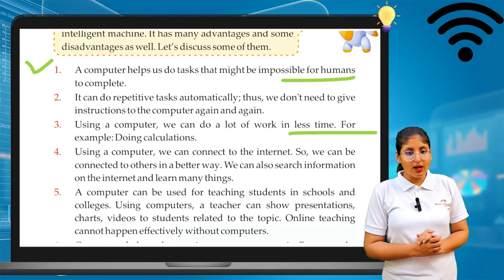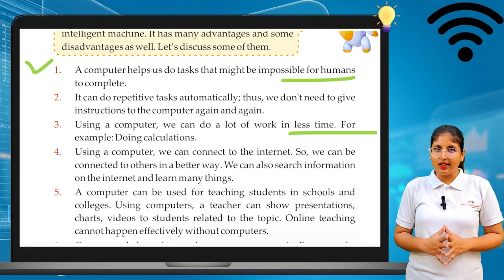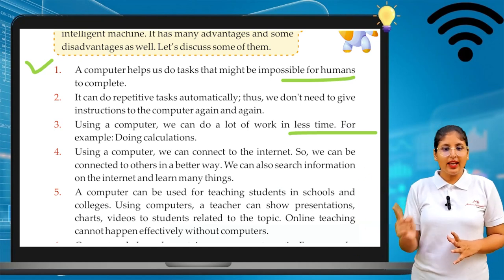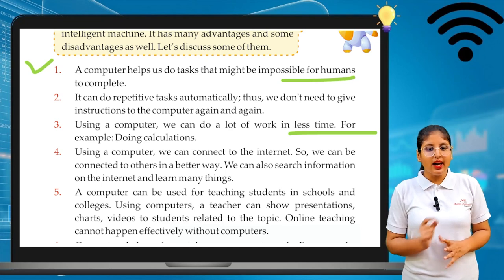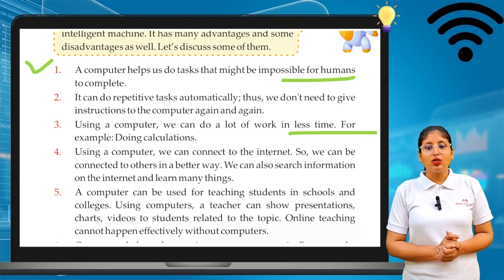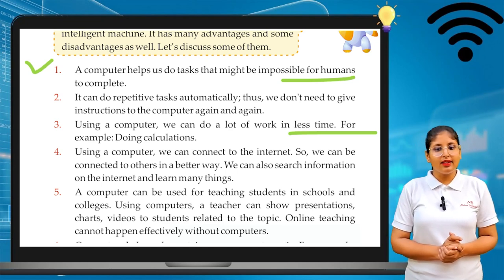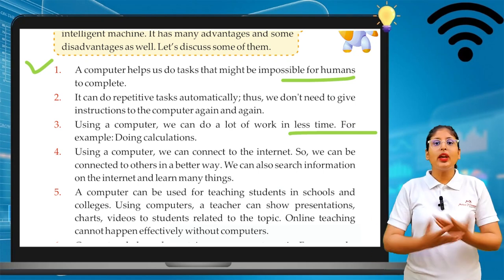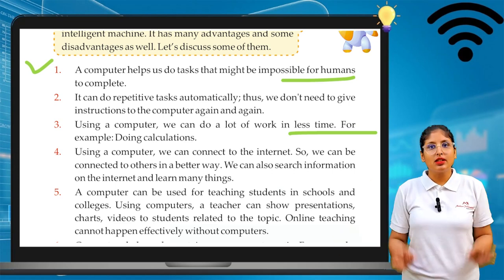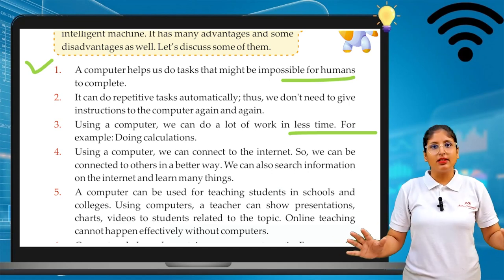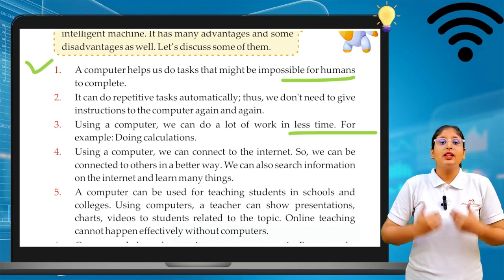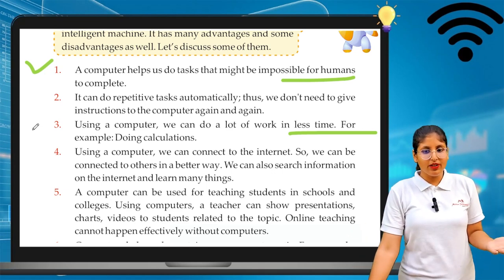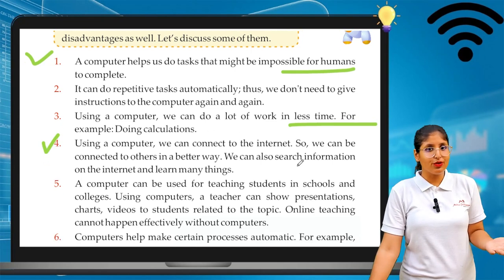Fourth, using a computer, we can connect to the internet also. So we can be connected to others in a better way. We can also search for information on the internet and learn many things. As we know, the internet is there, so we can search anything on the internet. All the things are there. Okay, so it's better for you to search anything, with the help of the internet, which is there in your computer.